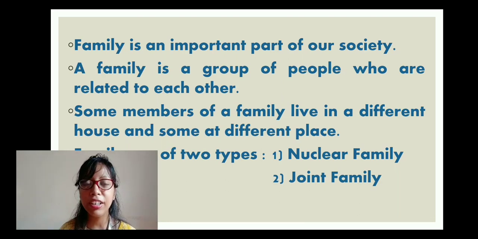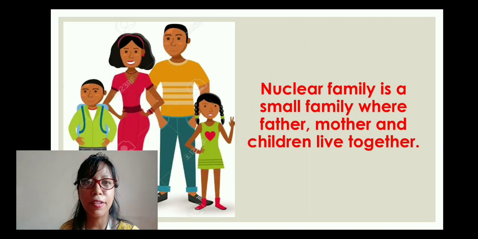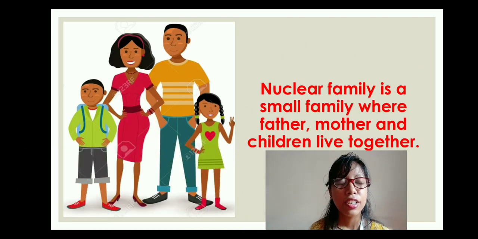Now families are of two types, right? One is nuclear and the other is joint family. Let's start with the nuclear. What is a nuclear family? A nuclear family is a small family where father, mother and children live together. As you are looking on the screen, you can see that there is a father, mother and the children.